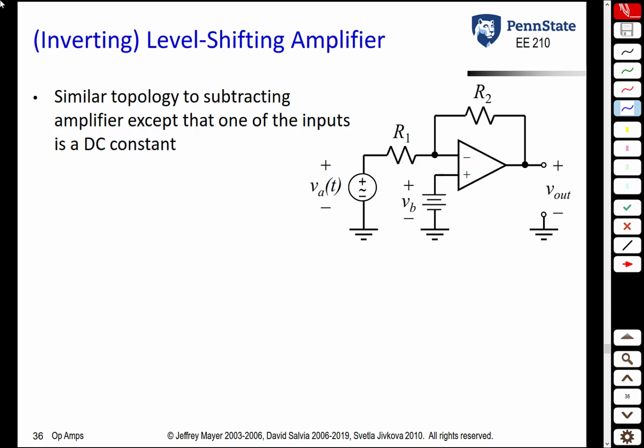Most of these circuits we've looked at so far have been closed loop configurations, but there is one type of circuit that uses the open loop configuration for the op-amp, and that is the comparator circuit. So we'll look at that very briefly. But let's start with the inverting level shifting amplifier.